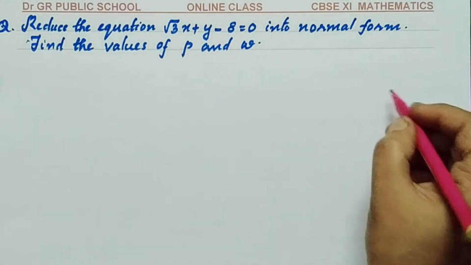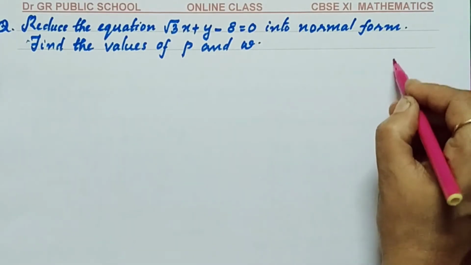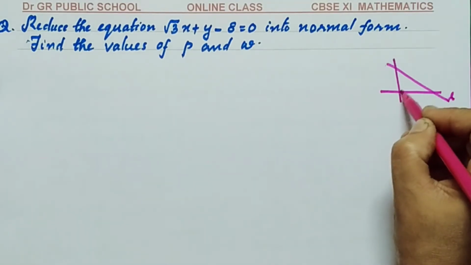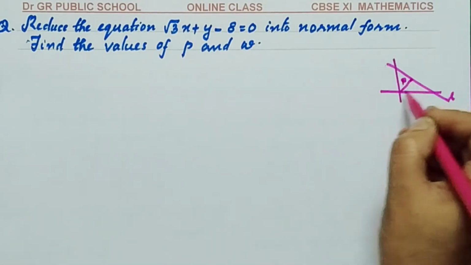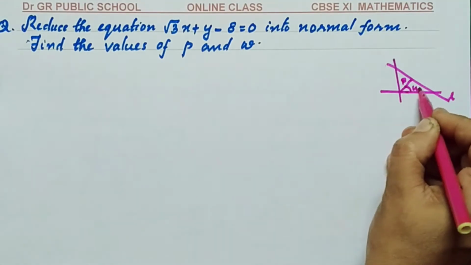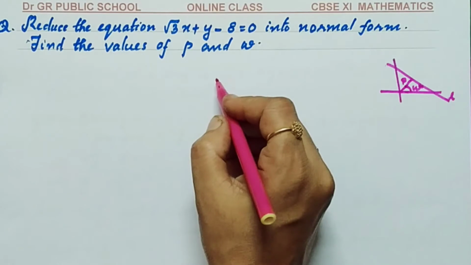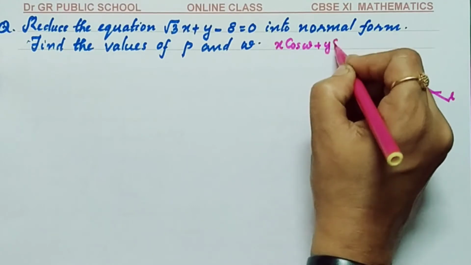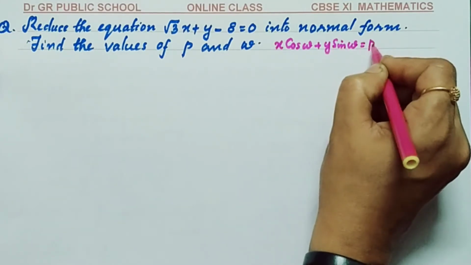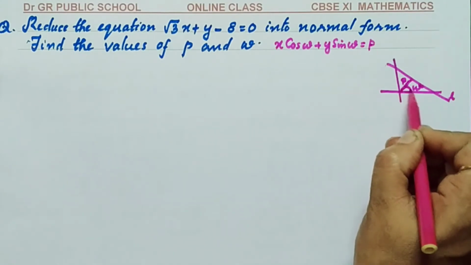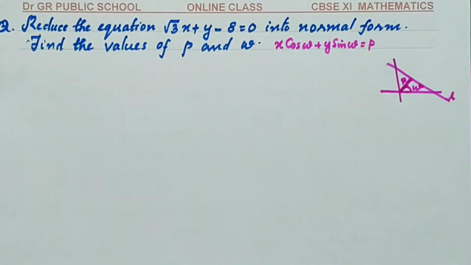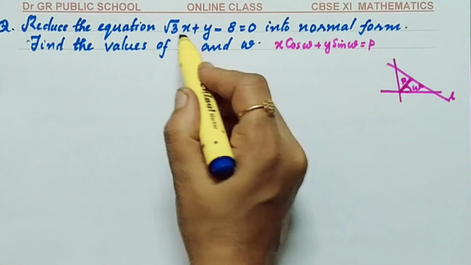You know what a normal form is. Normal form: if a line L has a perpendicular distance p, and that perpendicular makes an angle omega, then the standard normal form of the equation is x cos omega plus y sin omega equals p, where omega is the angle made by the perpendicular with the x-axis and p is the perpendicular distance of the line from the origin. This we already studied.